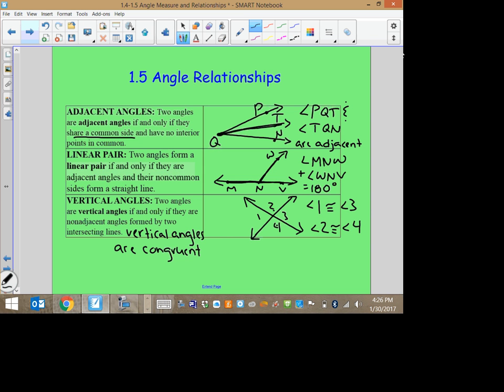further on. So just to recap, adjacent angles share a side, a linear pair forms a straight line, and notice a linear pair also forms a T, either on its side or upside down or rotated some way or another. And then vertical angles, you're looking for that X.